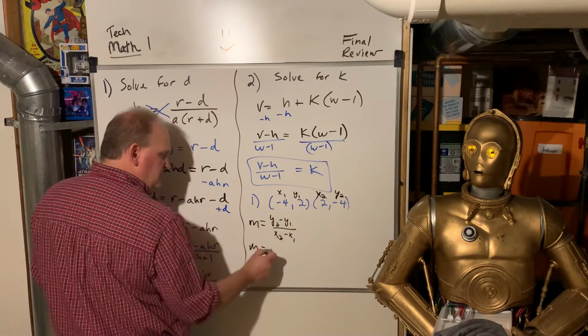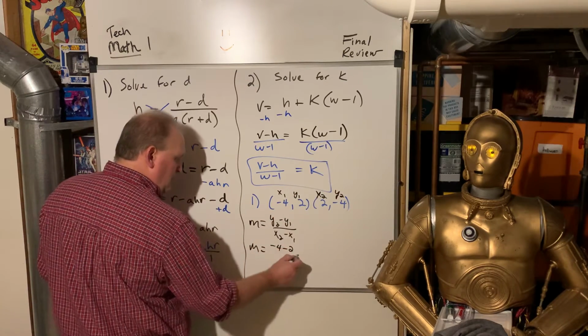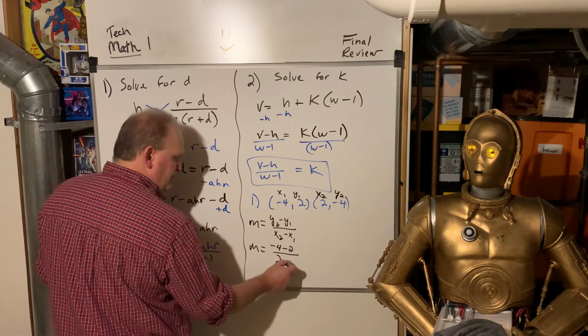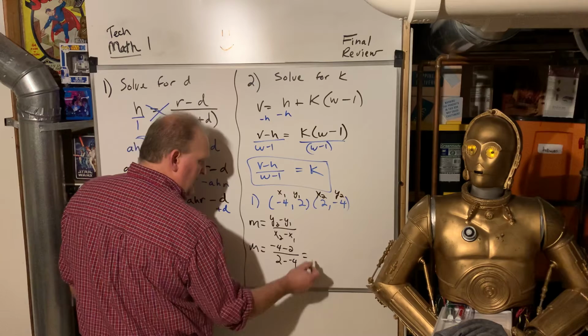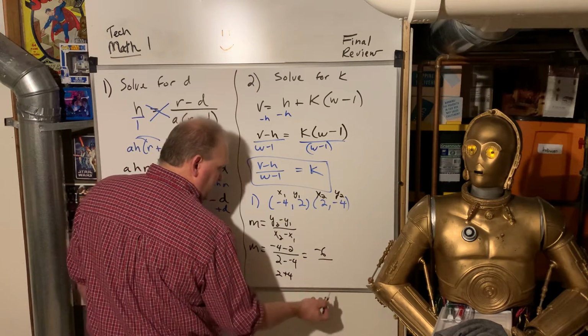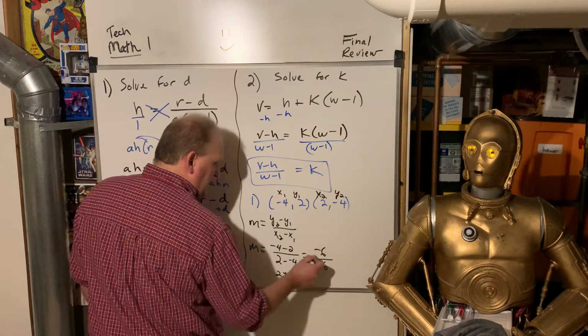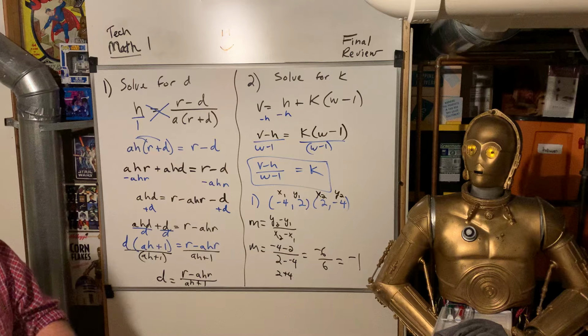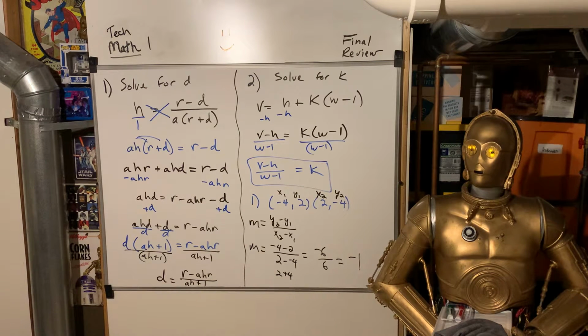Negative 4 minus 2 over 2 minus negative 4. And two negatives in a row make a positive, so top is negative 6, bottom is 2 plus 4, which is positive 6. So negative 6 divided by positive 6 is negative 1. So our slope is negative 1. All right, lovely.